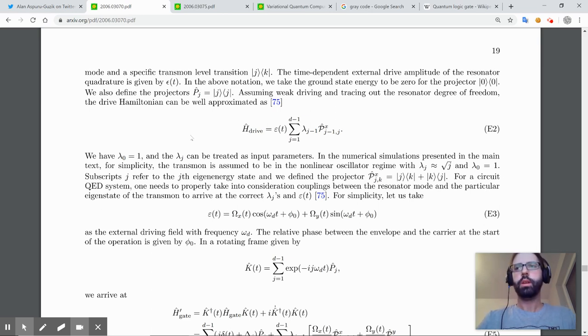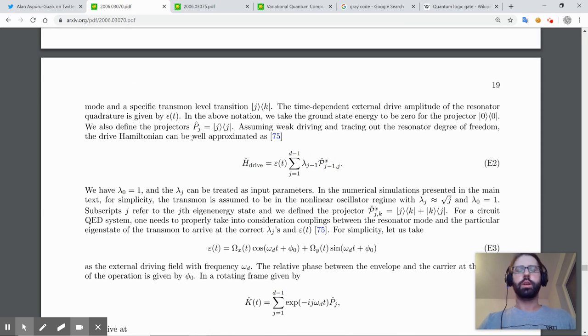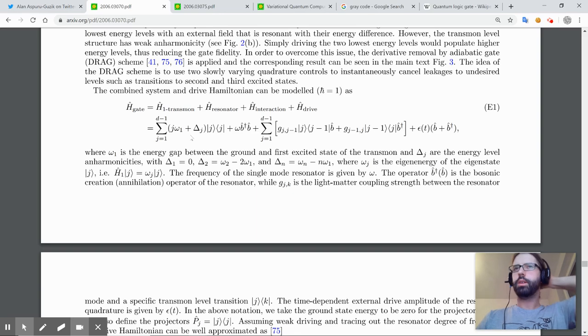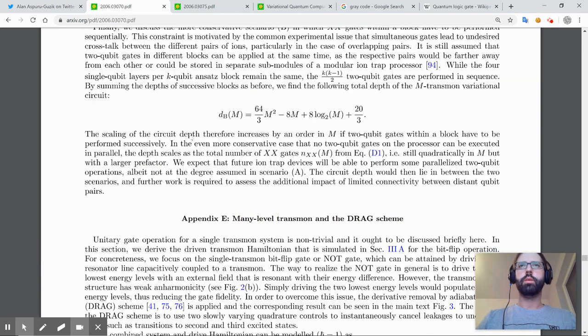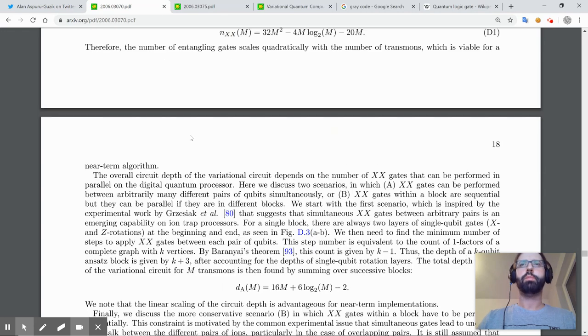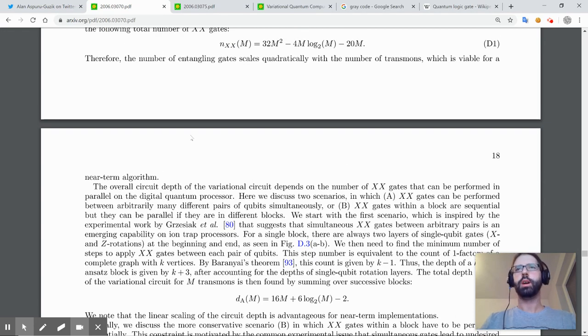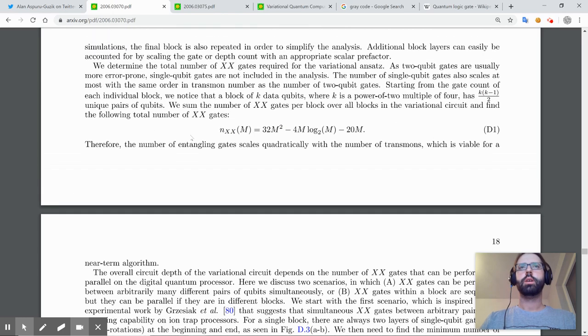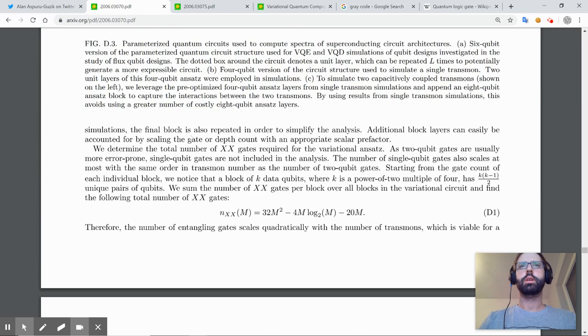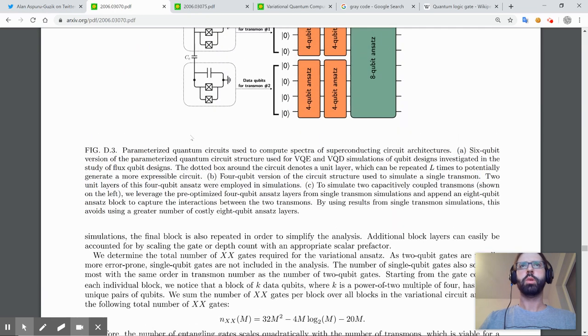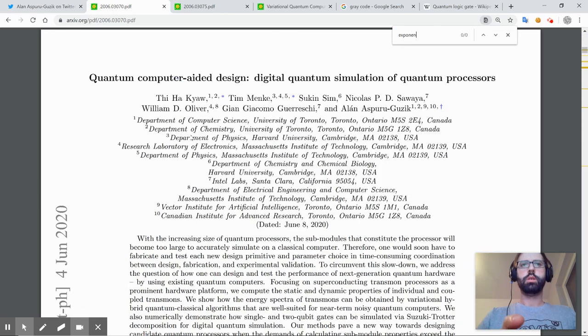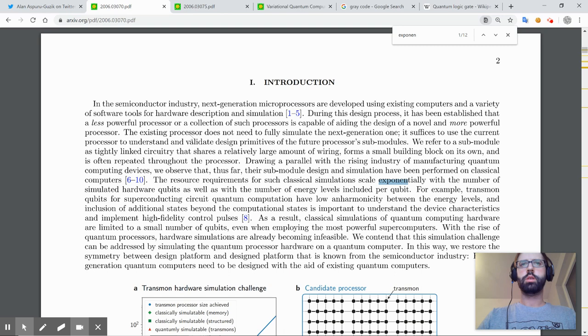What is it that you want to find? What is it that the simulation is going to tell you? That's what I'm still maybe not clear on. I want to go back to one part of the paper where I was reading that something scales linearly instead of exponentially. The resource requirements for such classical simulations scale exponentially with the number of simulated hardware qubits.